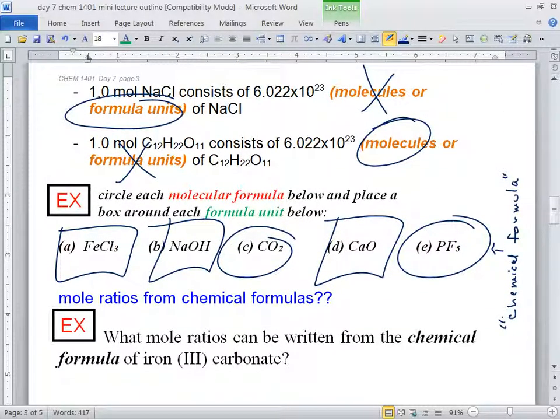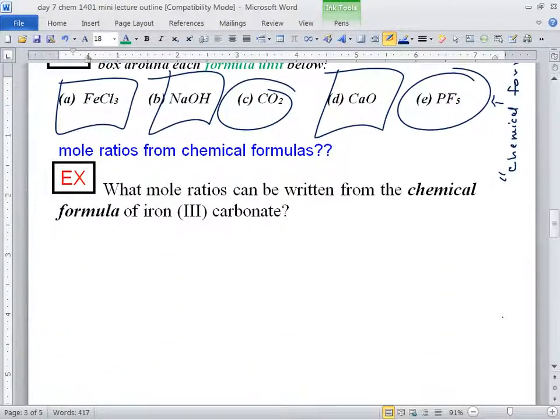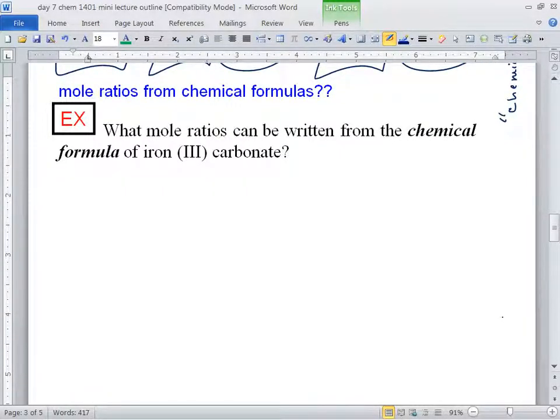Mole ratios from chemical formulas. Okay, so what I want to do is get some mole ratios from a chemical formula. Now, how is this going to work? Rebecca, let's start with writing the chemical formula of iron 3 carbonate. What is the chemical formula of iron 3 carbonate? Fe. Now, hang on, before you keep going, put the charge on it. What's the charge on the iron? 3. So let's put a plus 3 up there. So then we'll know, you see what I'm doing now? I'm going to move that subscript down. Okay, now what's the carbonate?